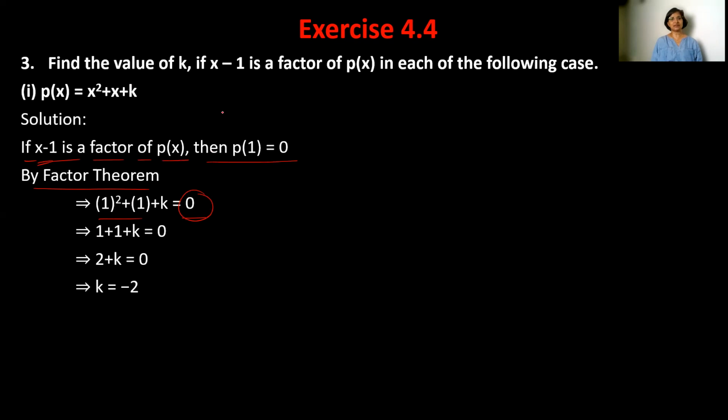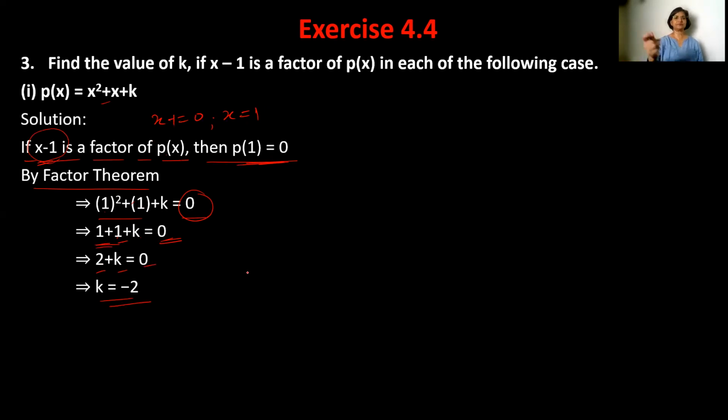That means this, we wrote x minus 1 equals 0. So by zero of the polynomial, we got x equals 1. So we are replacing x with 1 and making it equal to 0, because p(1) equals 0 if it is a factor of this p(x). So here 1 plus 1 plus k equals 0. That means 2 plus k equals 0 and k equals minus 2.